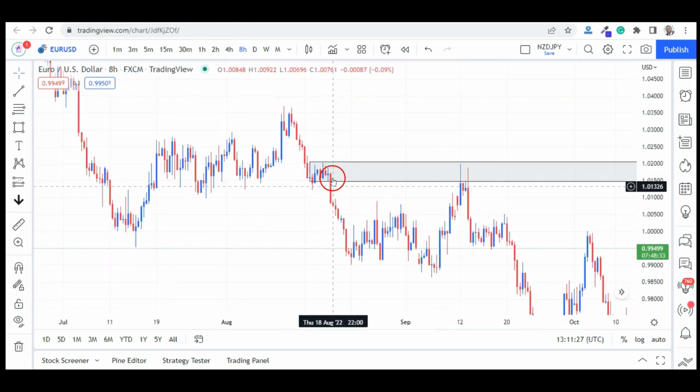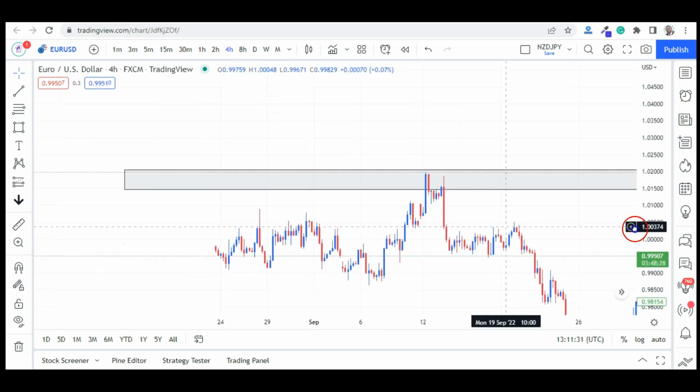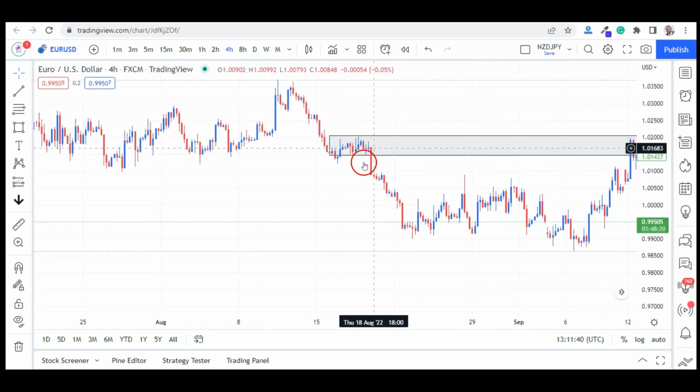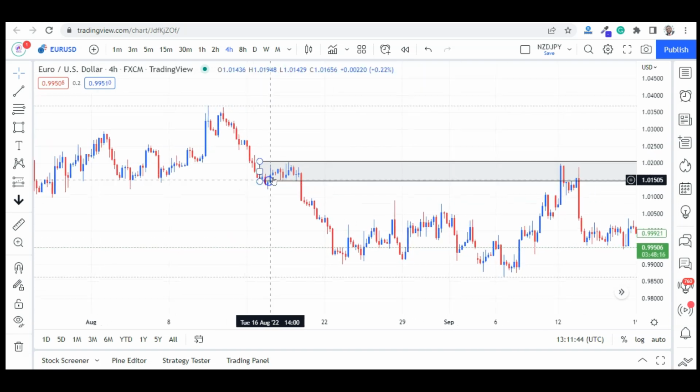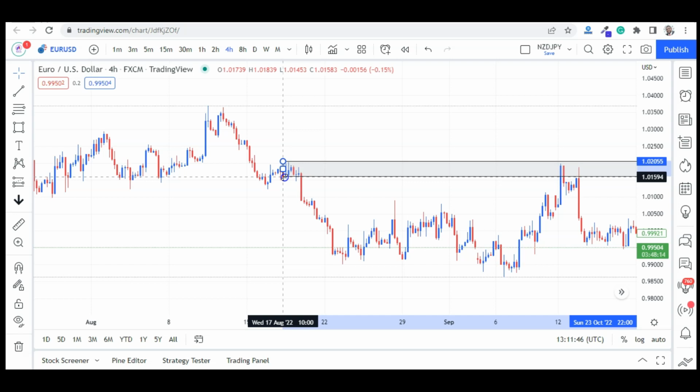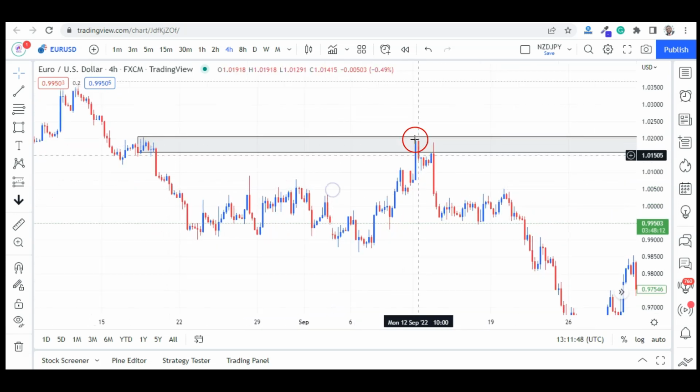We also have an 8-hour IPA. What can we see here? On the 4-hour, we have a 4-hour IPA. You can refine this to the 4-hour IPA if you wish. Okay, then from there you hunt for your trade setup because you are expecting a reaction.